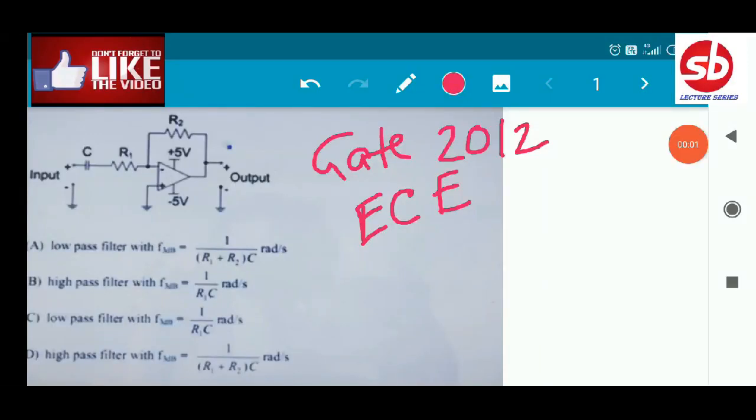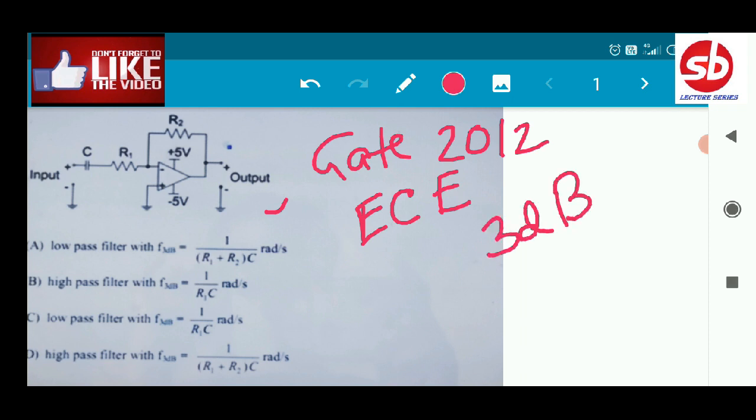Okay, now today we will discuss a question related to operational amplifier, and in more specific terms we will discuss the topic op-amp filter. That means from the circuit configuration you can see the circuit here, and in the question it has been asked whether this circuit is a low pass filter or a high pass filter, and also it has been asked to calculate the 3 dB bandwidth.